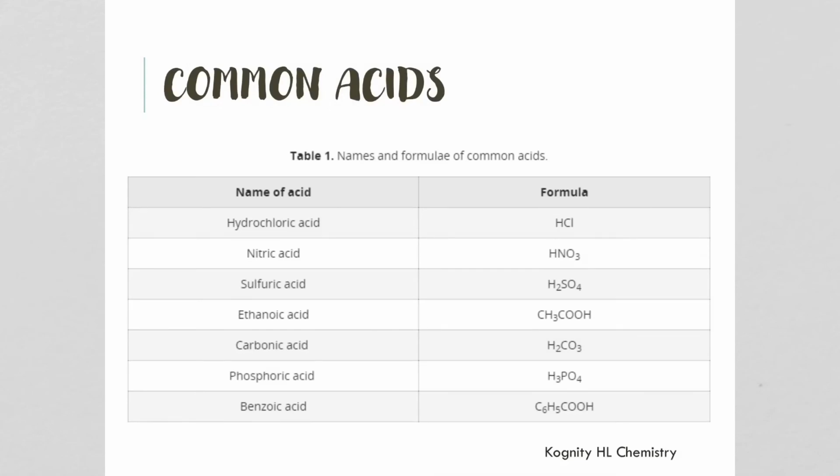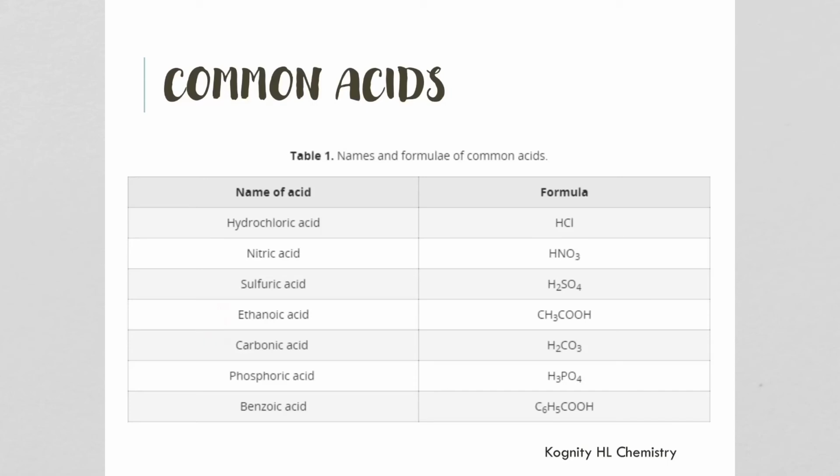One thing that you are required to do, and these won't be listed in the data booklet for IB, is know the names and formulas of common acids. Again, the more you practice with them, the more familiar you'll become with them. Hydrochloric acid is one that we'll use quite a lot, HCl. Another one, sulfuric acid, H2SO4. Phosphoric acid, H3PO4. Nitric acid, we won't use as much, but it might come up.